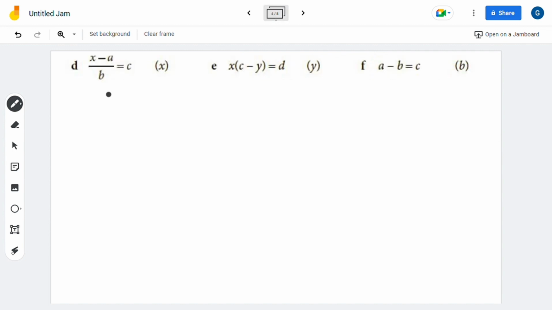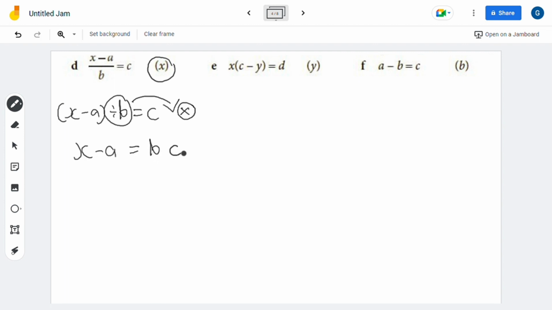Let's look at this question here. X minus a over b equals to c. We need to make x the subject of the formula. So x minus a divide b equals to c. We can start by shifting b to the other side, which it will become a multiply sign. So x minus a will equal to bc. And lastly, we shift a across. Here it is negative, so here it will become a positive. So x equals to bc plus a.